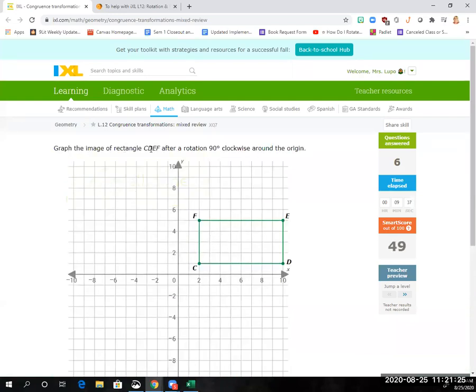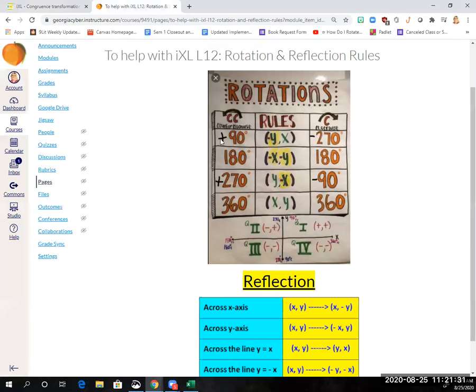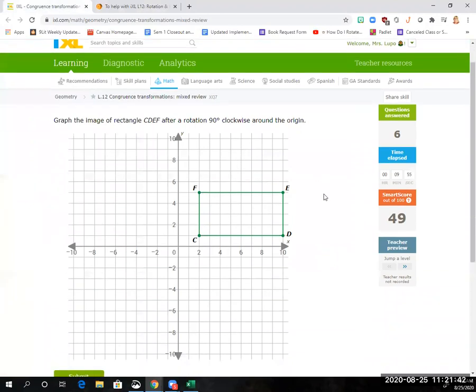Okay, graph the image of rectangle after a rotation 90 degrees clockwise. Now remember, 90 degrees clockwise is going to look like our -90 degrees, okay? So when you start with X and Y, you're going to switch them first and then change the sign of the X. Okay, so we're going to switch these.